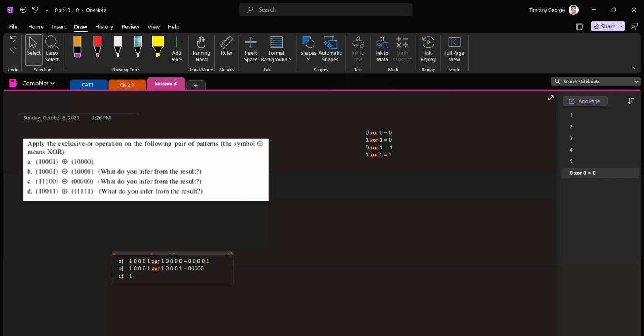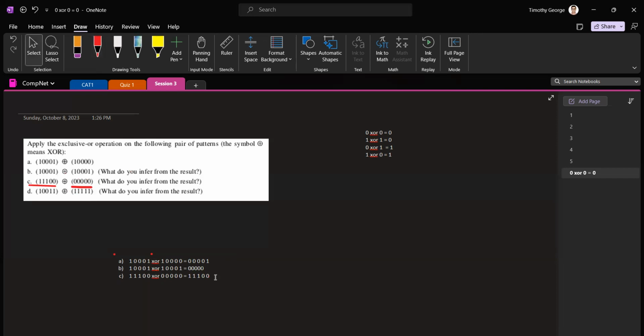And then C, 1 1 0 0 XOR 1 1 1 is a 0. And what you'll get from here is 1 1 1 0 0. So the inference here is if you XOR a value with null data, you will get the same value. So this is like identity in XOR.